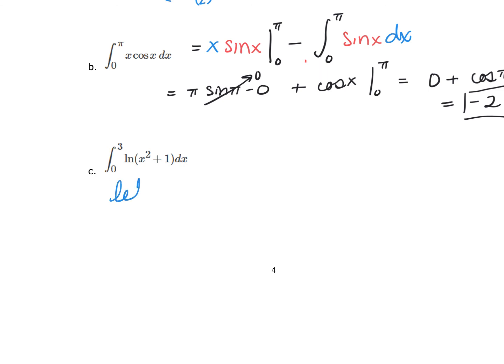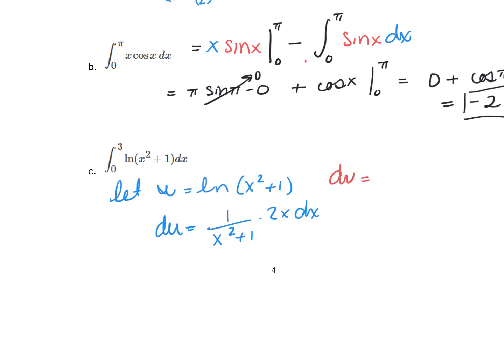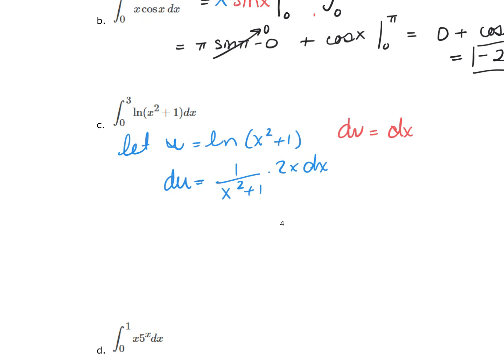So I'm going to let u equal the natural log of x squared plus 1. And du is going to give me 1 over x squared plus 1 multiplied by 2x dx. dv is equal to dx. So this integration will be my u, which is the natural log of x squared plus 1, multiplied by my v, which is equal to x, evaluated from 0 to 3, minus the integration of 1 over x squared plus 1, and that should be 2x over x squared plus 1, multiplied by another x, dx.